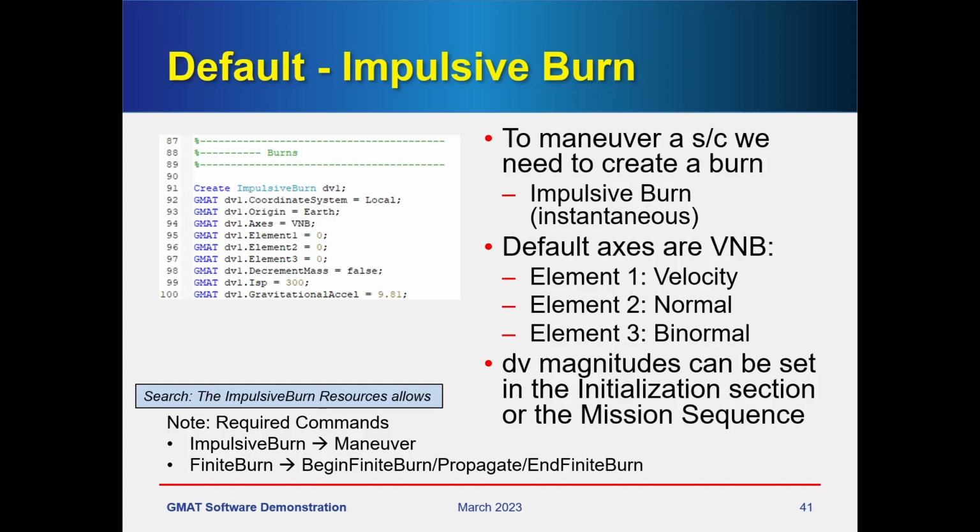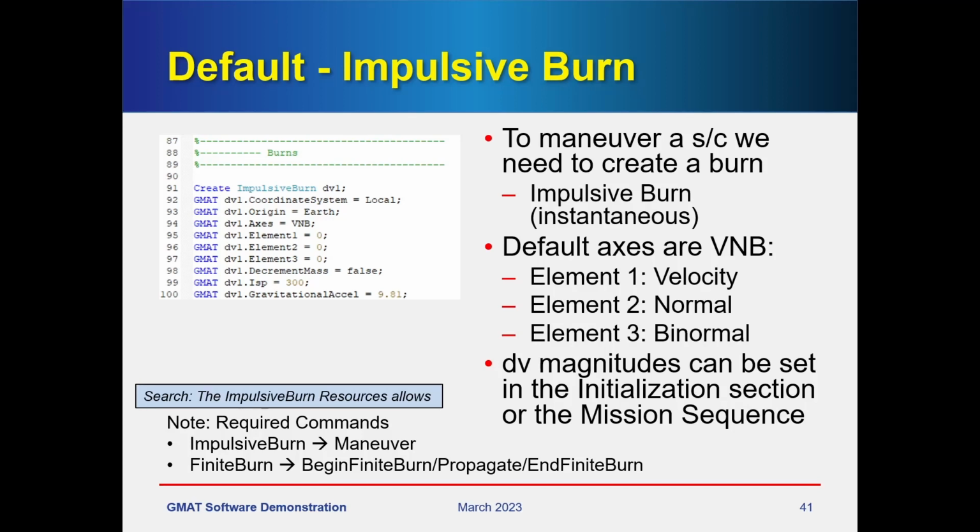The default impulsive burn uses the local velocity, normal, binormal coordinate system. This coordinate system is centered at the spacecraft and aligned with the instantaneous velocity direction, the orbit normal, and the binormal directions. The burn can be three-dimensional and is defined in kilometers per second. By default, the origin is Earth, so if your orbit takes you to another central body, change this accordingly. Note that you can define a burn in any default or user-defined coordinate system.